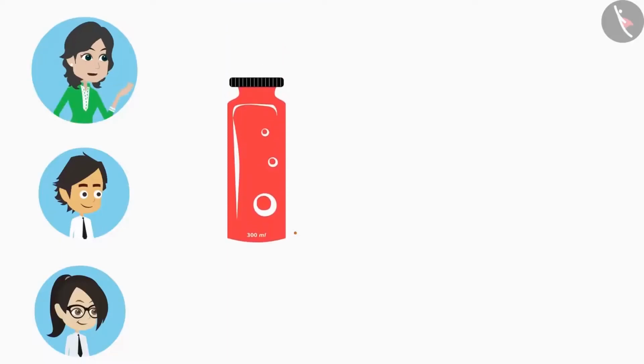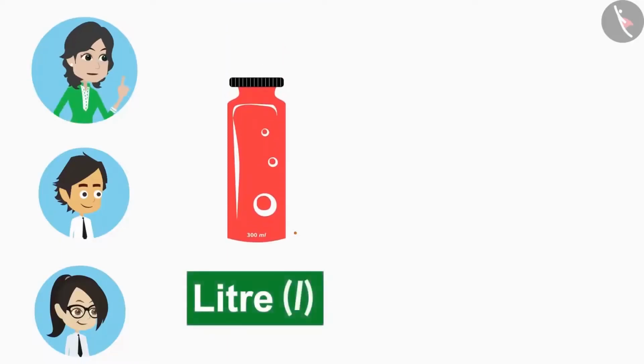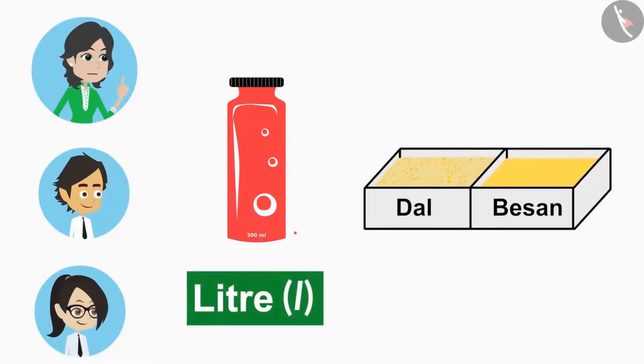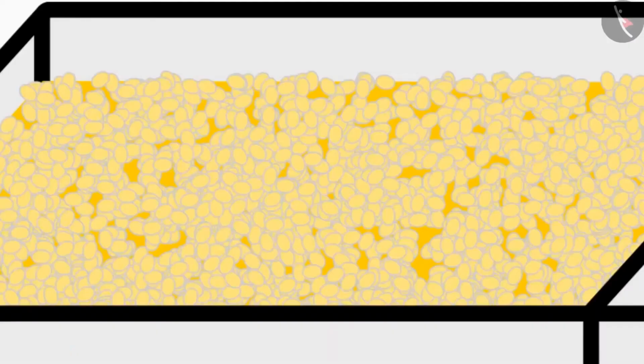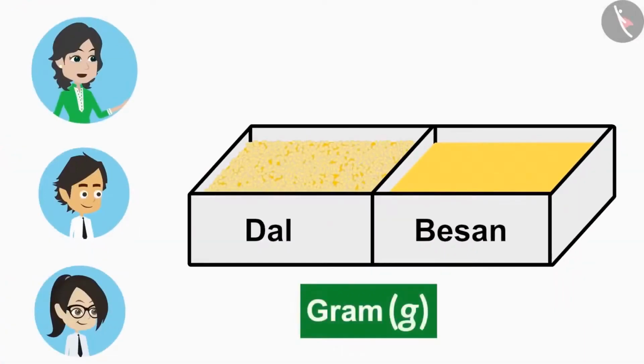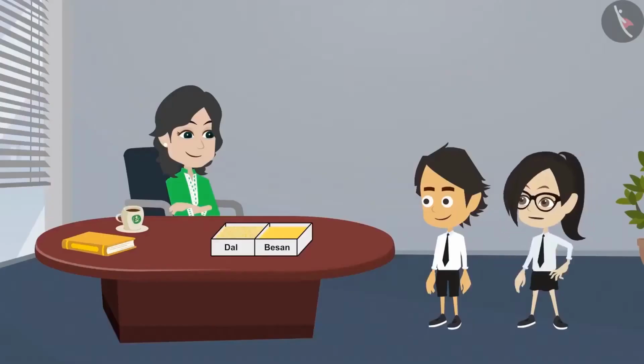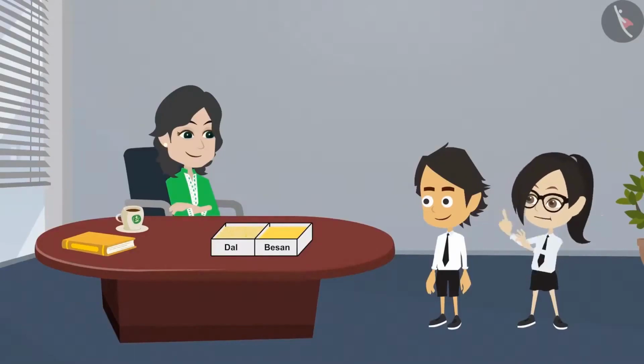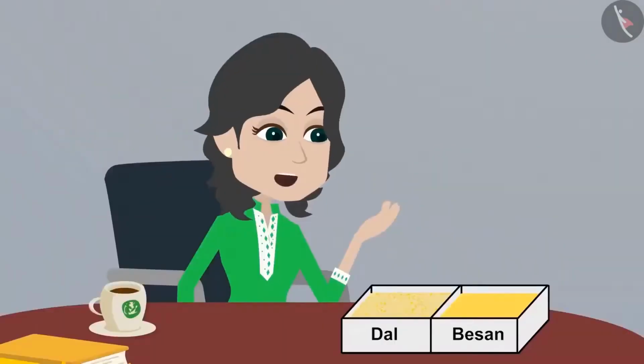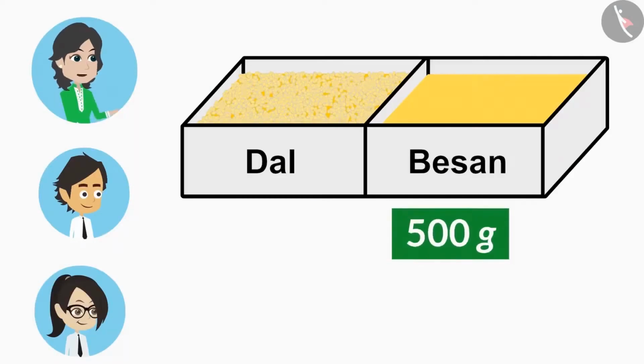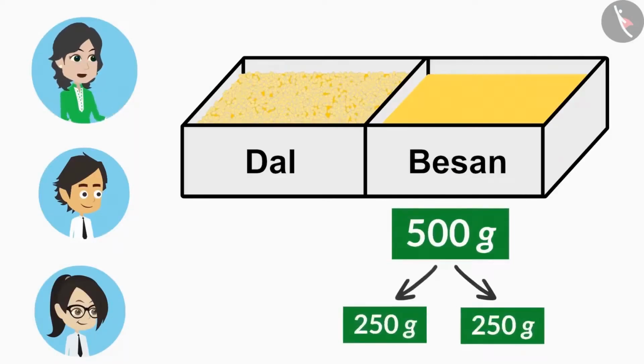Just like we use liter to measure liquid, we use gram to measure solid objects. Objects like dal, which are not easy to count, and objects like besan that cannot be counted, are measured in grams. This means after measuring besan in grams, we can divide it into two halves? Yes. If you have 500-gram besan, then you can divide it into 250 grams each.